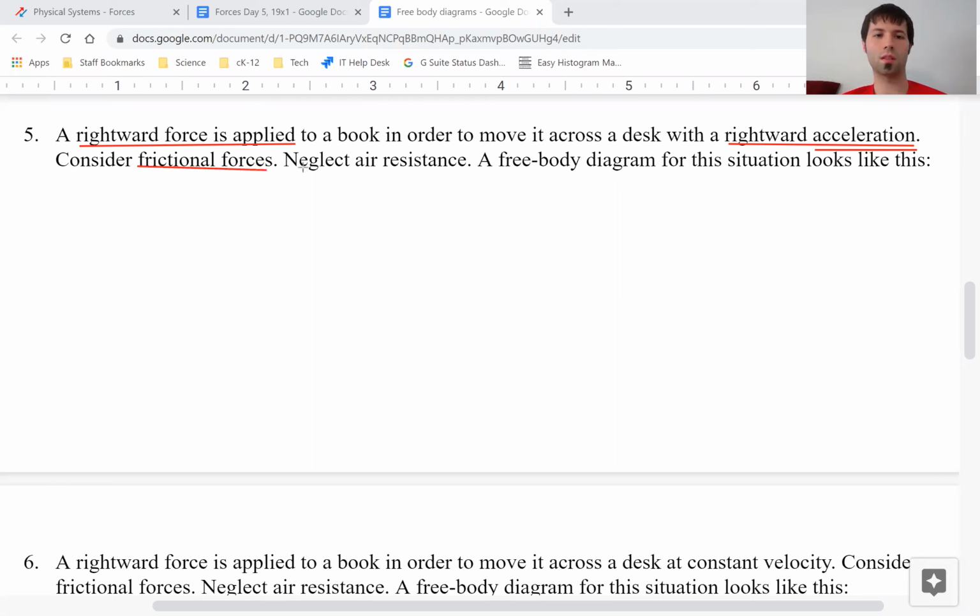Consider frictional forces. Neglect air resistance. Okay, so we know that friction is going to be one of these arrows, but air resistance is not going to be one of the forces in this diagram. A free body diagram for this situation looks like this. Okay, so I'm going to draw my desk. There's my desk, just going to be a line. I'm going to draw my book. I think I'll do a red book this time. Here's my book.